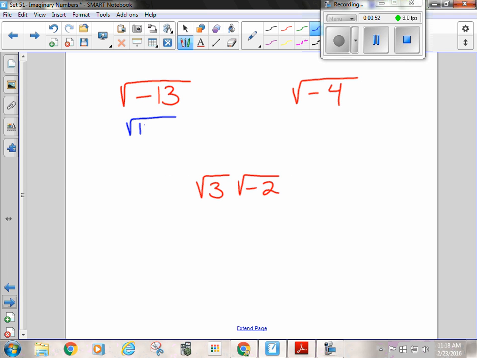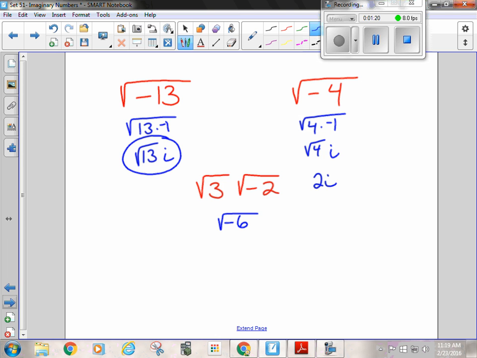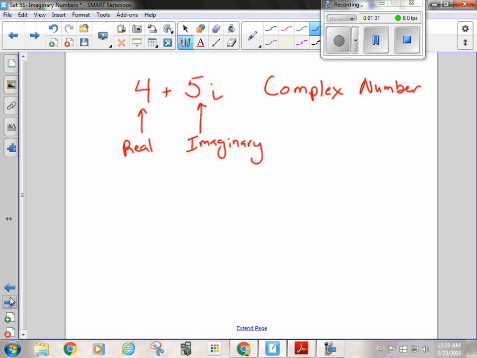I'm going to break it into 13 times -1. And the square root of -1 is going to turn into i, and that is outside of my square root. Okay, we're going to break this apart into 4 times -1. So we have square root of 4 i, and we can simplify square root of 4 into 2. So my answer is 2i. Sometimes we have two square roots, and we would multiply the numbers underneath. And we got -6. We're going to break that into 6 times -1. We're going to take the square root of -1 out. So we end up with square root of 6 i.